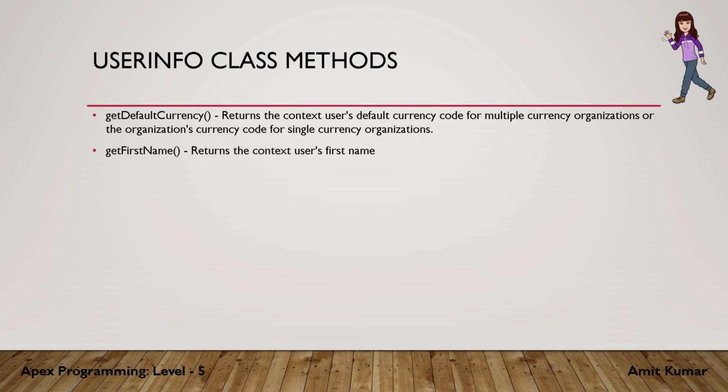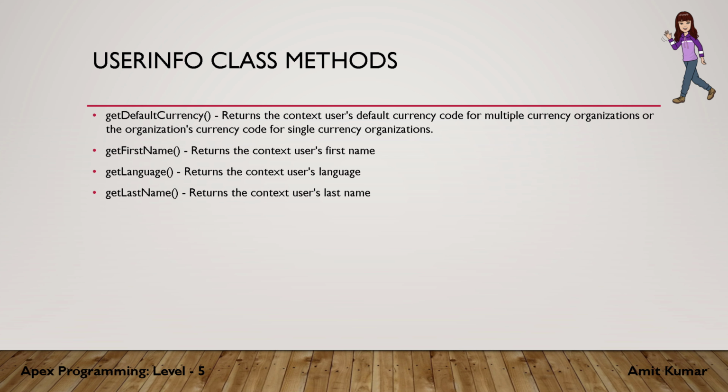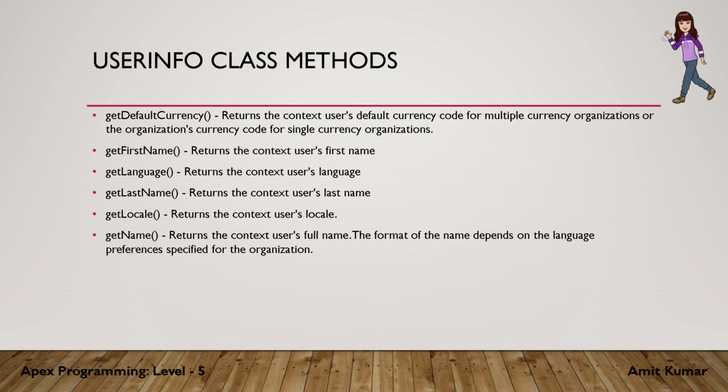getFirstName returns the context user's first name. getLanguage returns the context user's language. getLastName returns the context user's last name. getLocale returns the context user's locale. getName returns the context user's full name. The format of the name depends on the language preference specified for the organization.